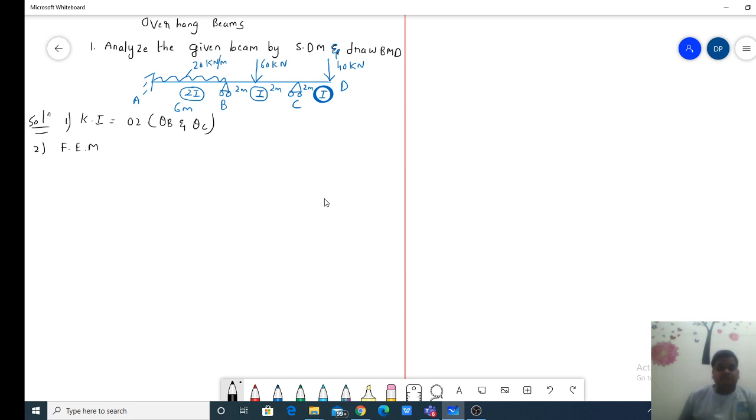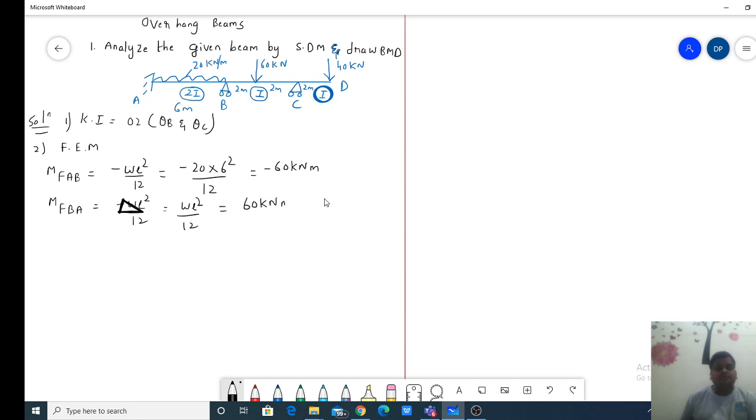As far as fixed end moment is concerned, for MFAB due to UDL, this will be minus WL square upon 12. W is minus 20, L is 6, square, upon 12. So this comes out to be minus 60 kilonewton meter. Similarly MFBA will be plus WL square by 12, which comes out to be 60 kilonewton meter.